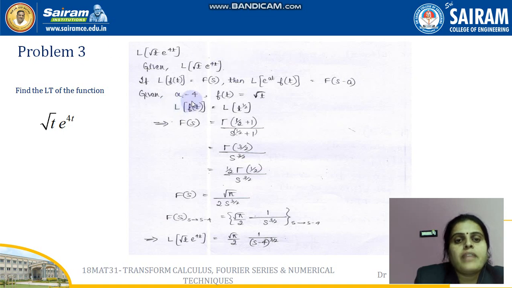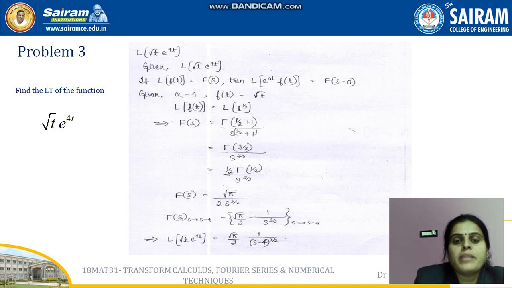So now given that a is equal to 4. When I compare e to the power of at into f of t with the given problem, we get to know that a is equal to 4 and f of t is equal to root t. So root t is nothing but t to the power of half. So Laplace transform of t to the power of half. So f of s is equal to Laplace transform of t to the power of n, which is gamma of n plus 1 divided by s to the power of n plus 1 when n is a fraction. So here t to the power of half is a fraction, therefore gamma of half plus 1 and s to the power of half plus 1. So simplify both numerator and denominator, you get gamma of 3 by 2 over s to the power of 3 by 2.